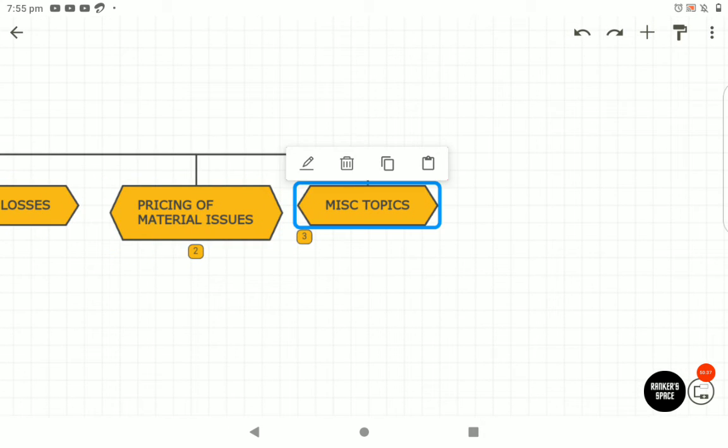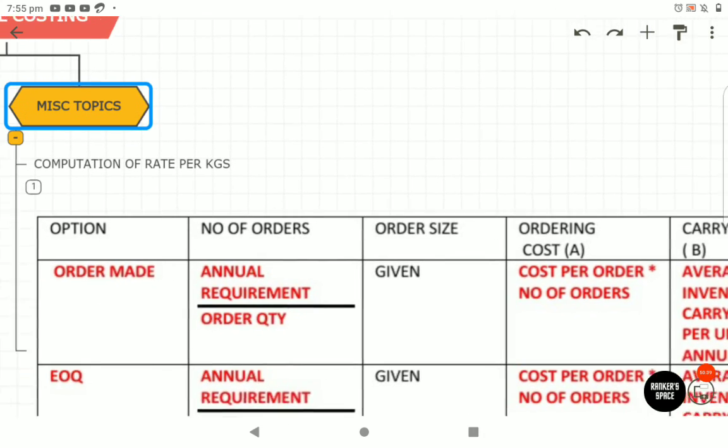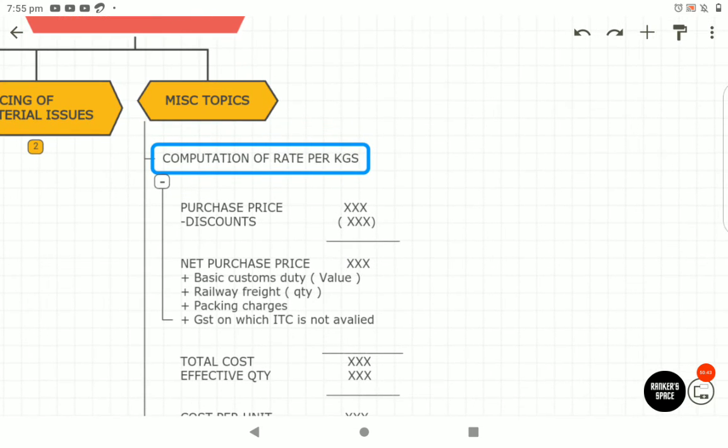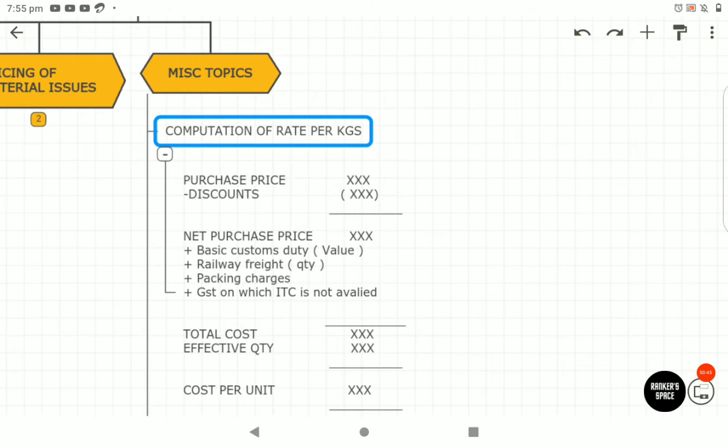And the next one is miscellaneous concepts. This is more of a format oriented concept. The first thing that we saw here is what, guys? Computation of rate per kg. I told, right, per unit how much, cost per unit how you will find out. So purchase price minus discount. Discount means all discounts you'll minus, except one discount.